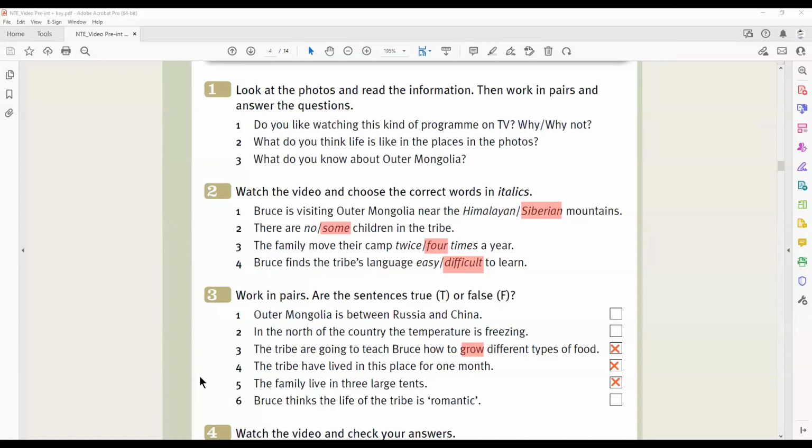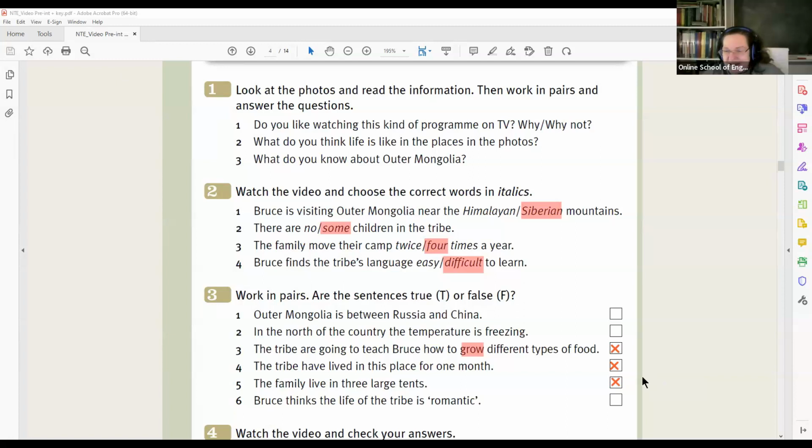Very romantic? Okay, so how is the life of the tribe? Is it romantic or is it hard? It's hard. Yes, it's hard. Oops, sorry. I meant to put this one next here. It's not romantic, it's hard. Okay, good. So let's do a quick wrap up.